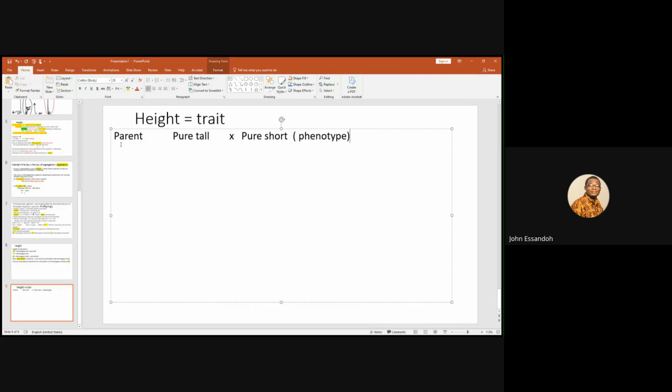Now we modern day people, we know that what Mendel was referring to as pure tall, he meant homozygous tall. And what he was referring to as pure short, he meant homozygous recessive. So this is the genotype of the parents.